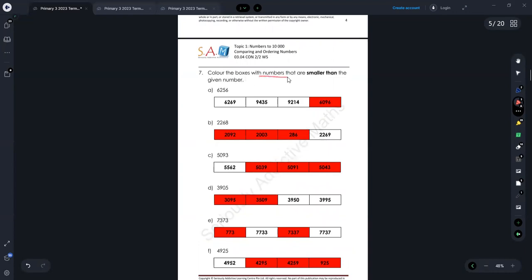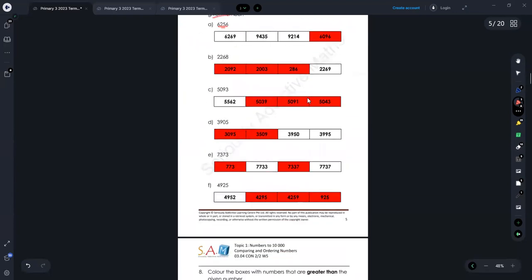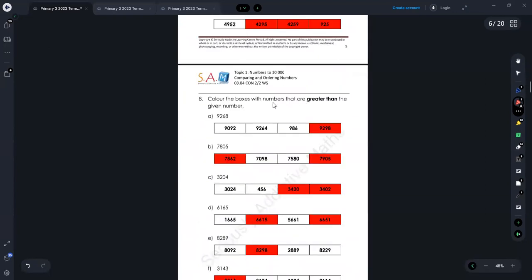For this question here, number 7, just take note and remind them that for color boxes with numbers, they have to pay attention to the instruction. So here they're looking at numbers smaller than the given number. So looking at number n, is it only one number? No, it is not. Remind them that they are looking for at least one number because it says numbers here. All right, so they have to understand the instruction. So no need to do this in class, but just remind them.